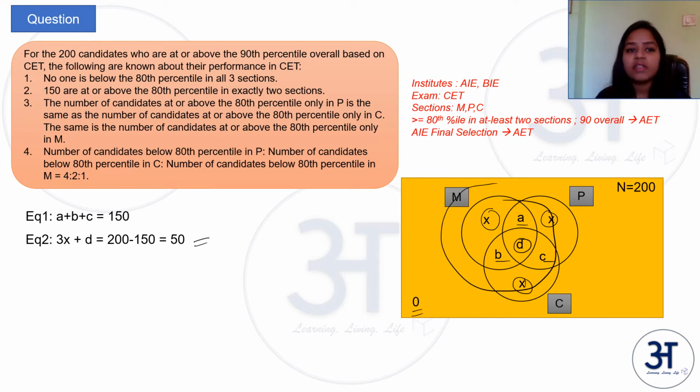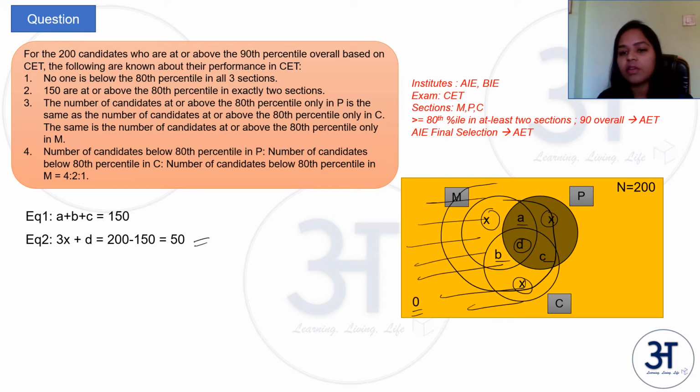The number of candidates below 80th percentile in P is to the number of candidates below 80th percentile in C is to the number of candidates below 80th percentile in M is equal to 4:2:1. Right? So those candidates who are below 80th percentile in P means this P represents those candidates who are at or above 80th percentile in P. So all these candidates are those candidates who are below 80th percentile in P. That is equal to x plus b plus x. So that is 2x plus b.